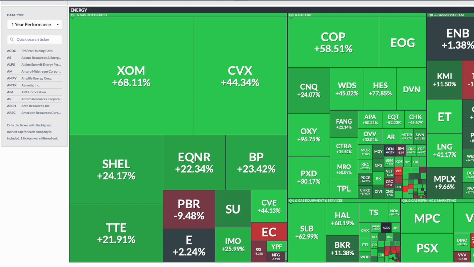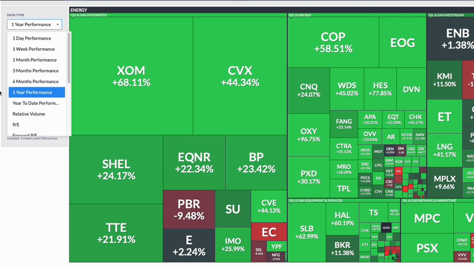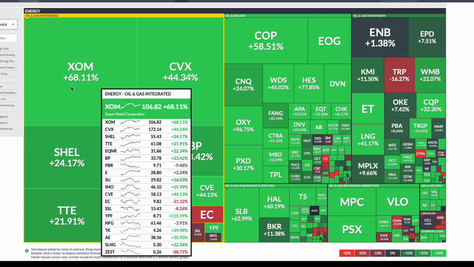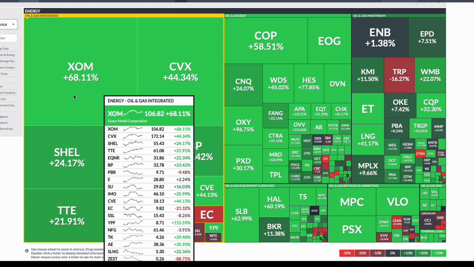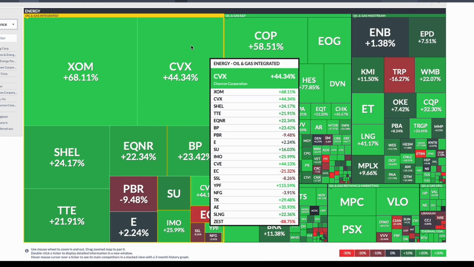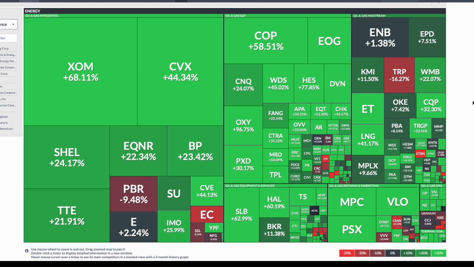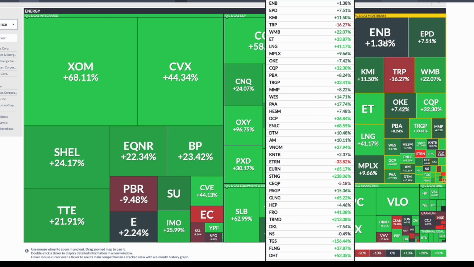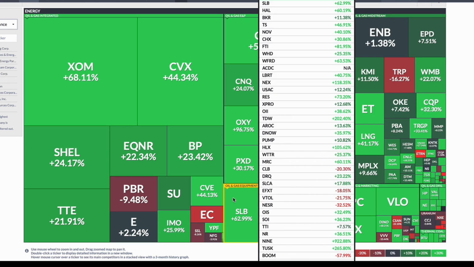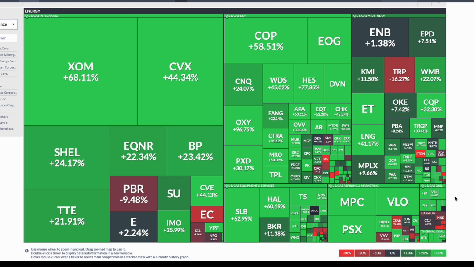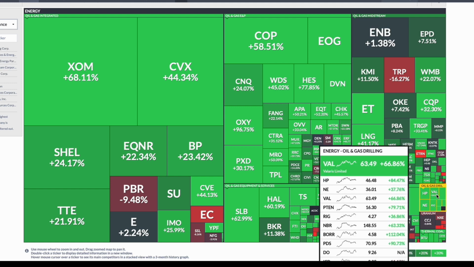If we look at the map of the energy sector, once again we're looking at a 1 year performance. We can see all the different companies, and over their 1 year performance, we can see that Exxon Mobil was one of the companies that was leading, returning about 68%. But this does not just cover the energy sector alone, it also breaks it down by industry. You can see there's oil and gas integrated, oil and gas midstream, oil and gas equipment and services. So it's a lot of different companies. There's also oil and gas drilling.